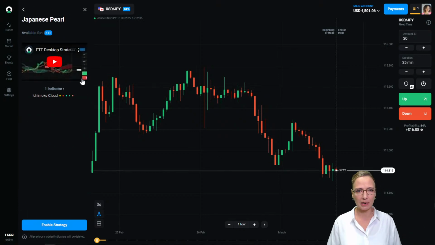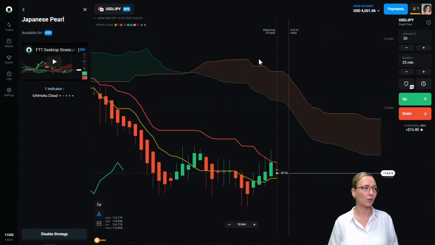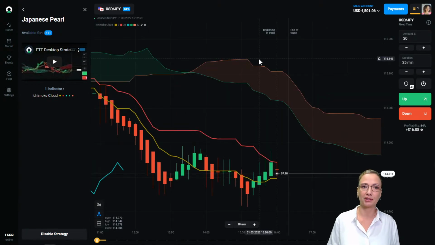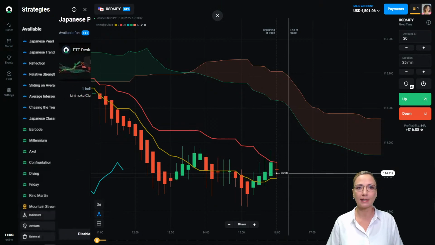By the way, for all the strategies that are listed here, you can watch a short tutorial video to see how it works. And for the strategies that are available to you, you can just click on enable the strategy and all the indicators are going to be applied automatically. So this is really convenient. These are proven strategies. The indicator settings are all set up for you. The Japanese Pearl strategy is available for all traders, even if you just registered an account.